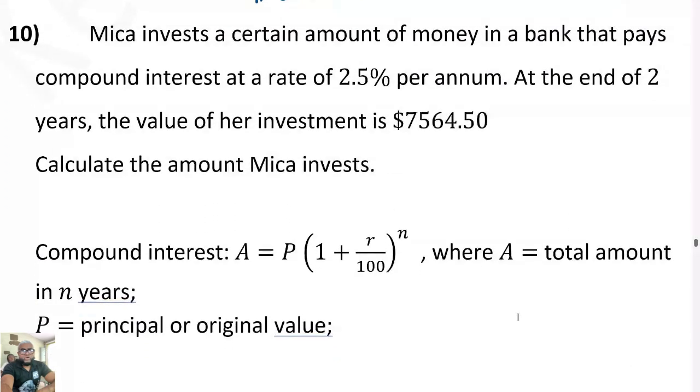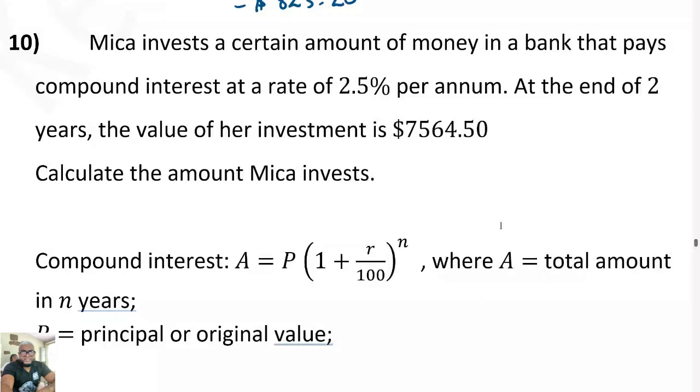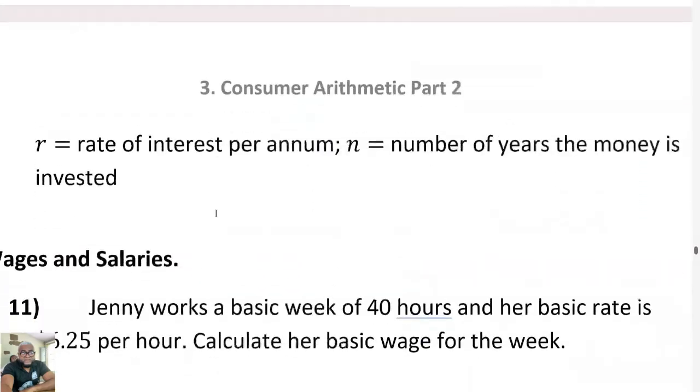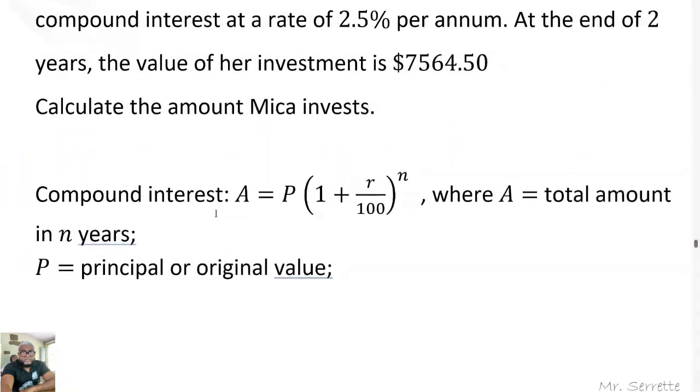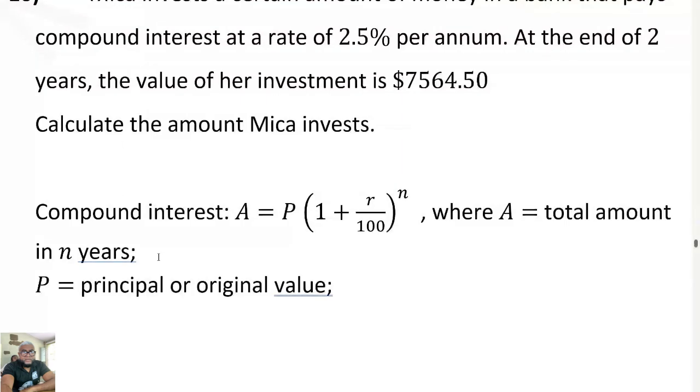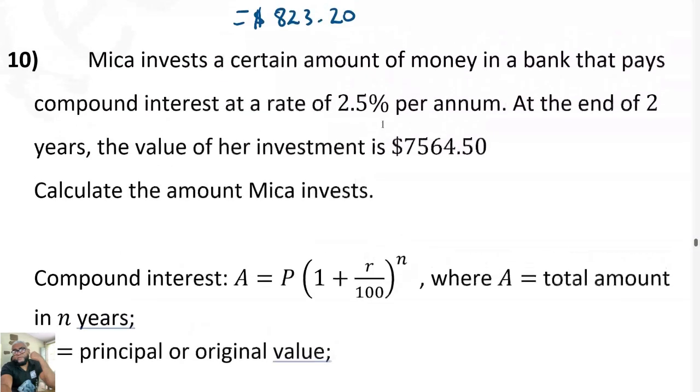So Micah invests a certain amount of money in a bank that pays compound interest at a rate of 2.5 per annum. At the end of 2 years, the value of her investment is $7,564.50. Calculate the amount she initially invested. They give us the formula here.